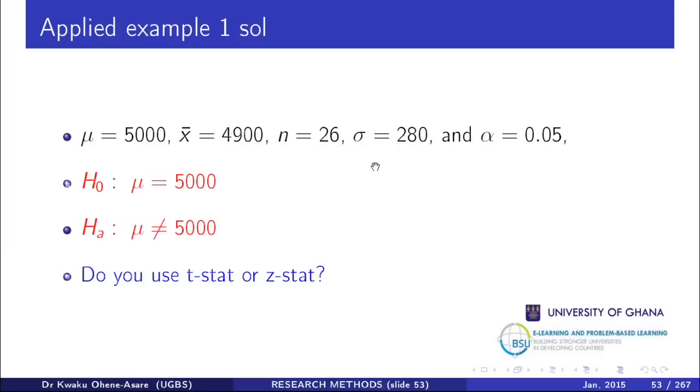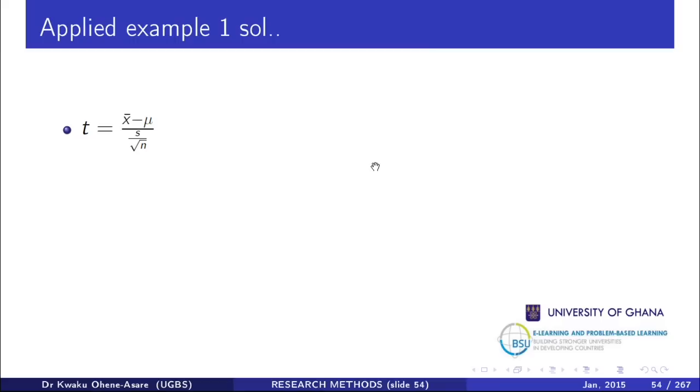Slot them in, calculate them. Remember, your x bar is 4900, your mu is 5000, your n is 26, the standard deviation is 280. It could be s, it could be sigma, and we are going to use s or sigma, but we still have n less than 30, and then the alpha is that. So we slot everything in and then find the value of it. Who has finished? You have to work with some speed.